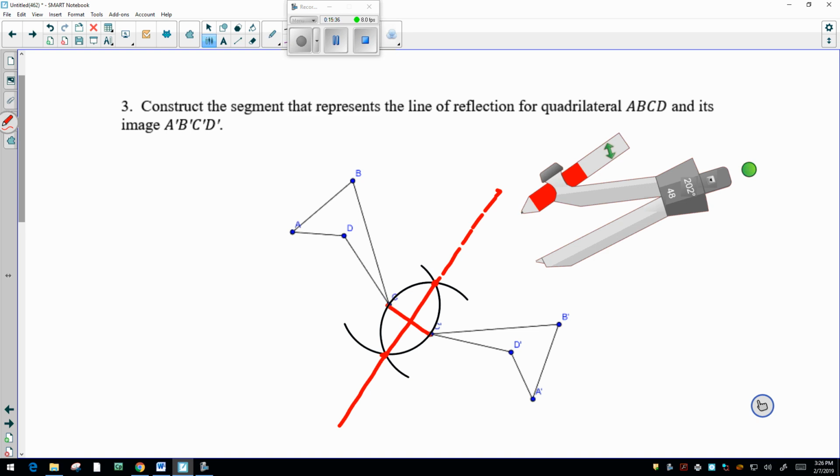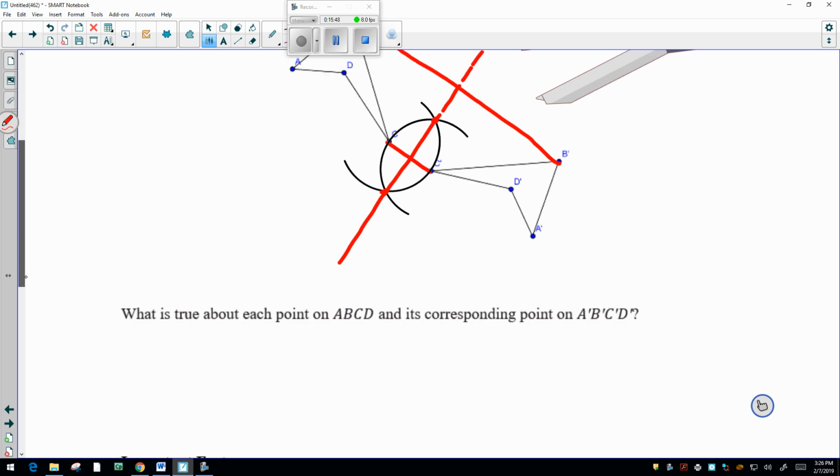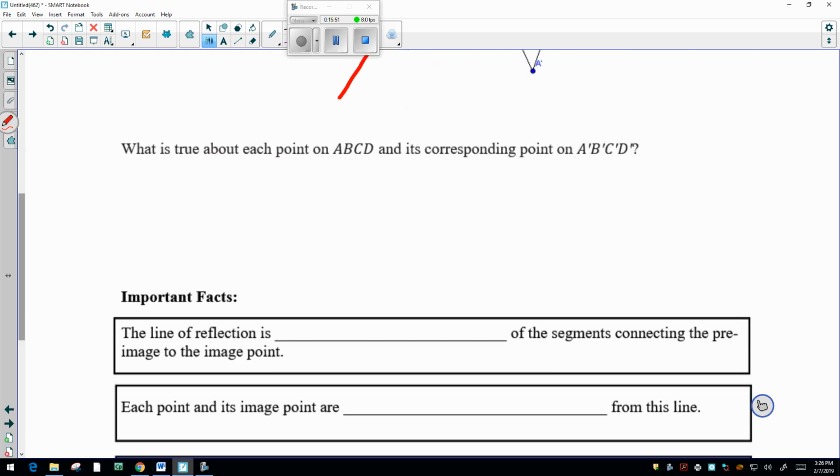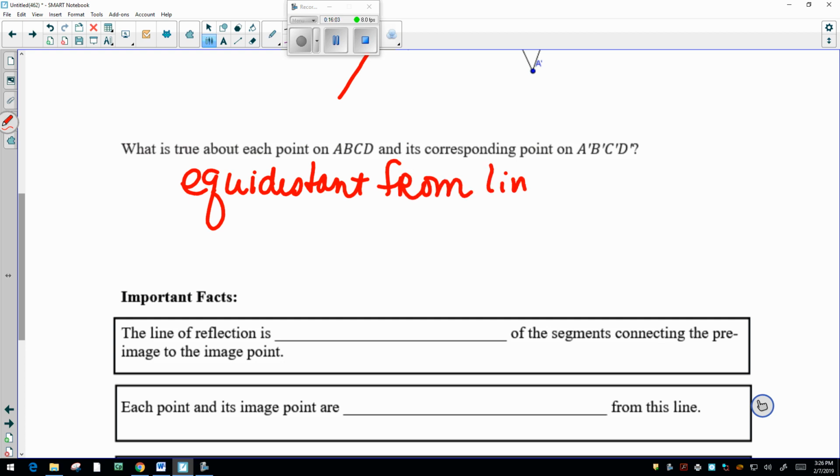Now we connected C to C prime. You would notice the same thing would happen if I connected any of these. If I connected B to B prime, that same construction would work. So in order to find that line of reflection, you're always doing the perpendicular bisector. So it says what's true about each point. We can say that they have to be equally distant from our line of reflection. If it's on the bisector, it's going to be the same distance from each side.